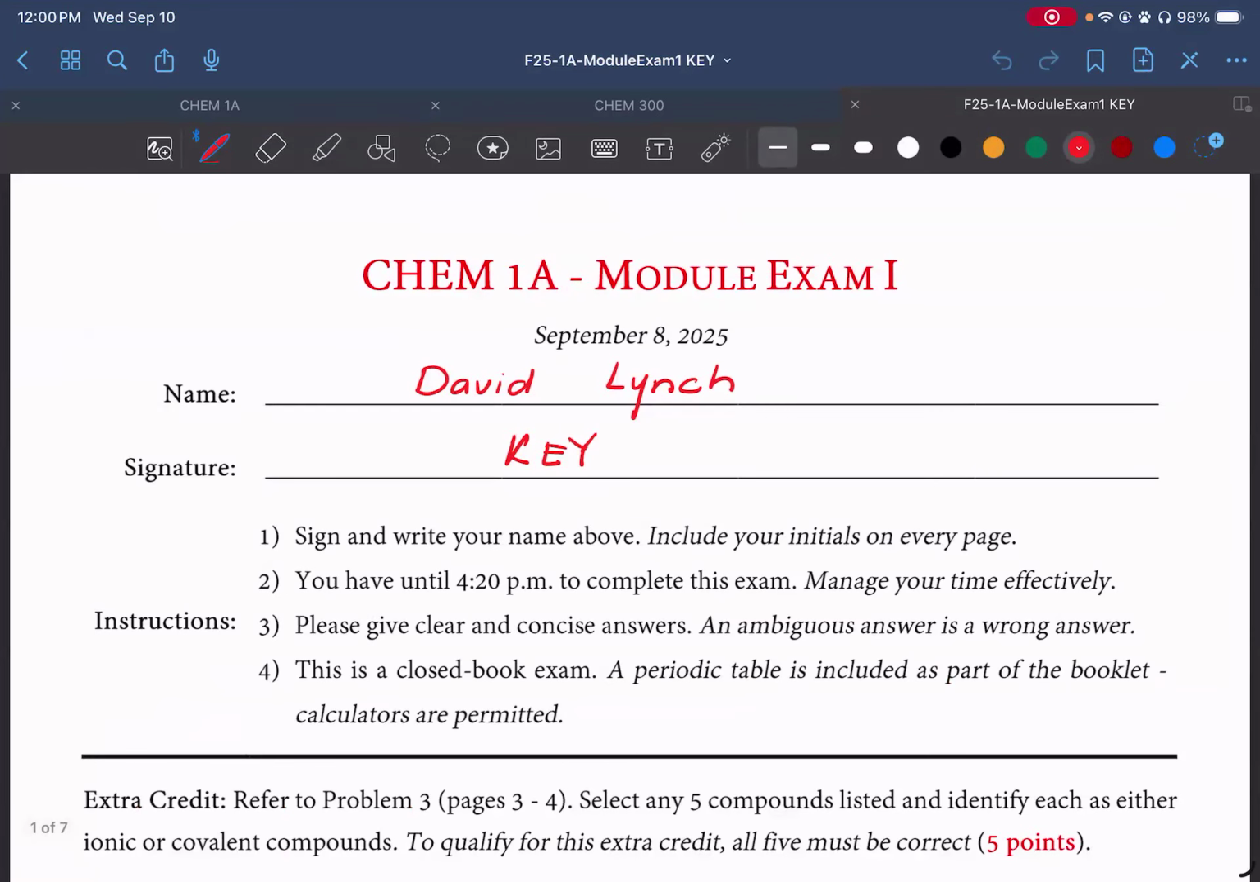All right. Before we jump into today's topic, which is the start of module exam 2, I just wanted to briefly talk about the exam performance.